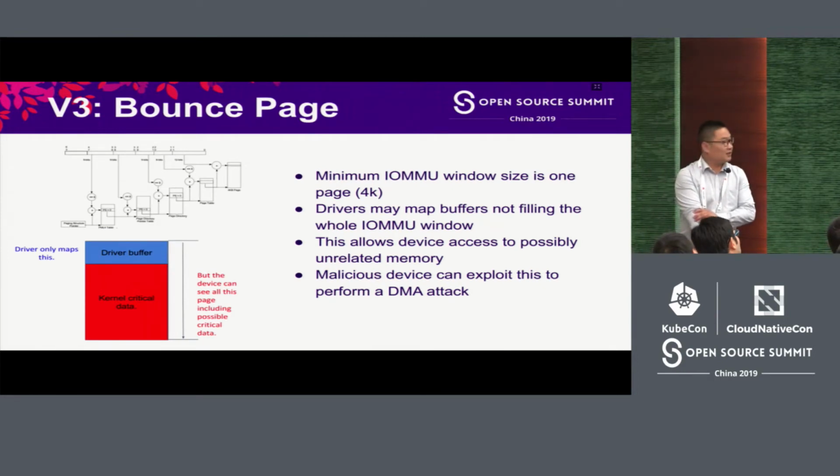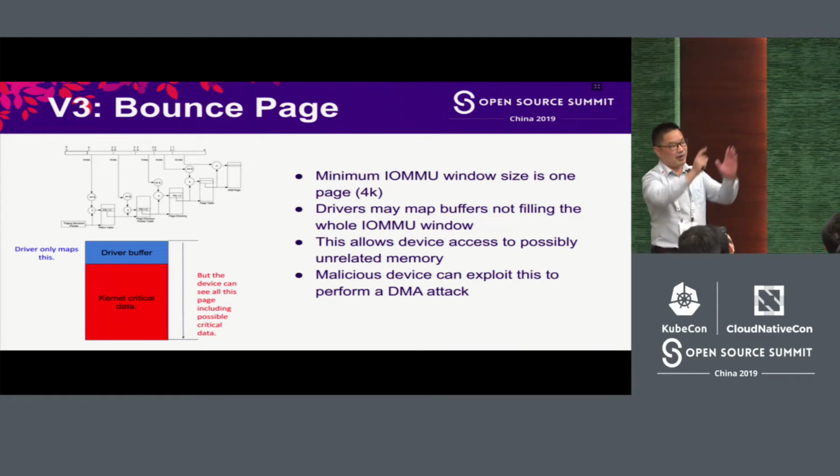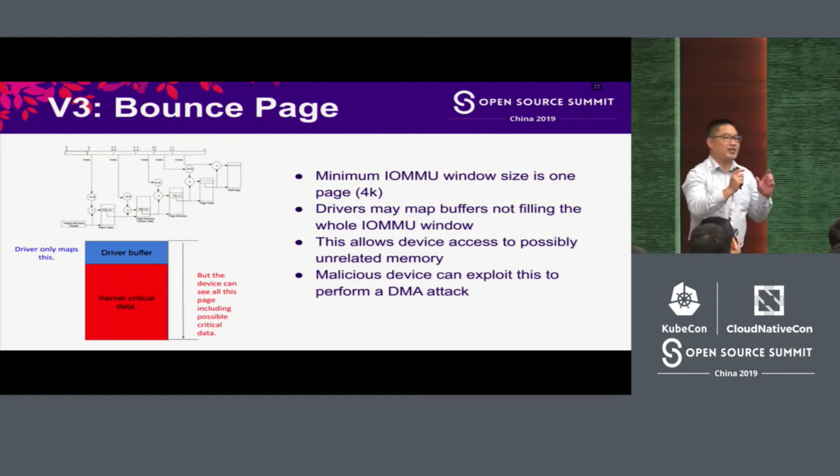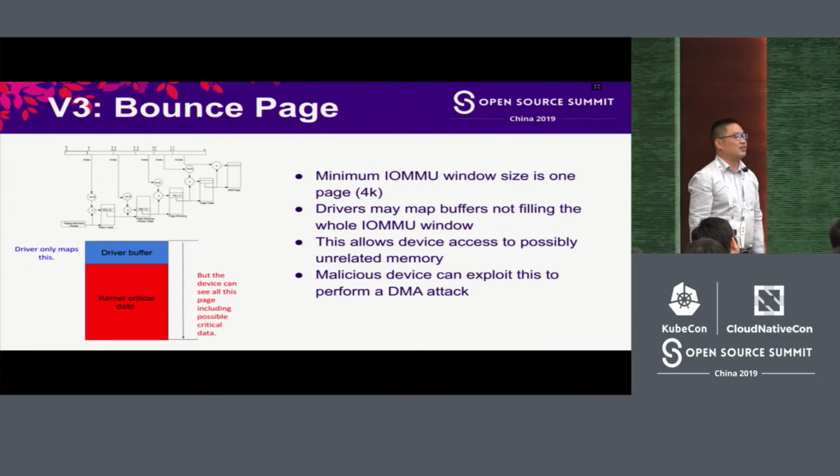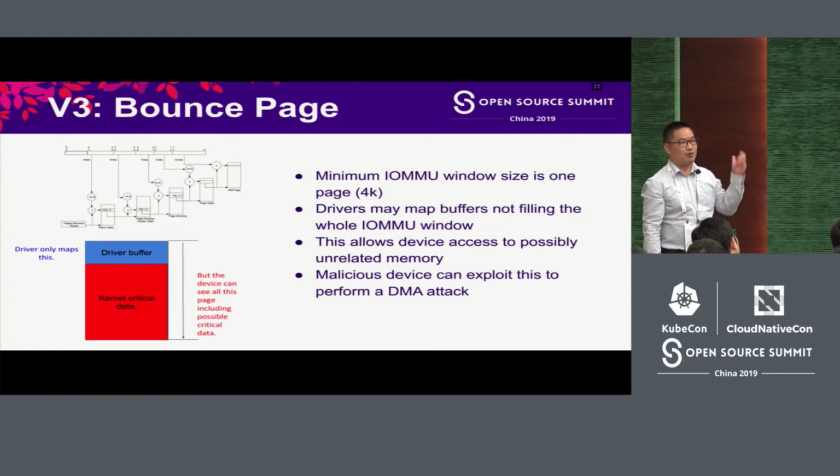And for bounce page, this is the third vulnerability. We have the IOMMU window. It is pretty similar to the MMU. It's cutting a virtual space into different pages. Each page might be larger than 4K. So one page is the smallest unit, and a device can visit any given byte of one page.